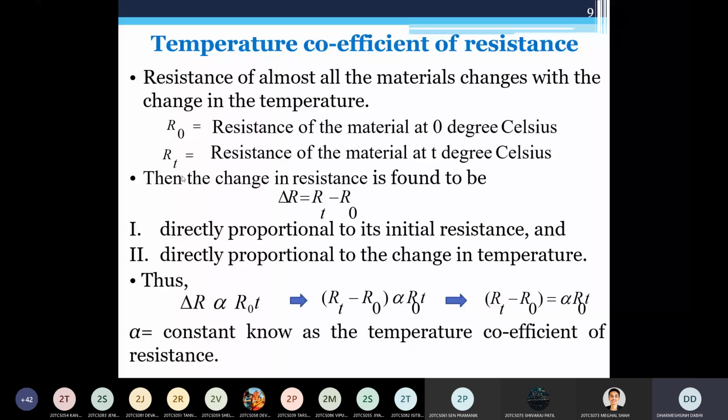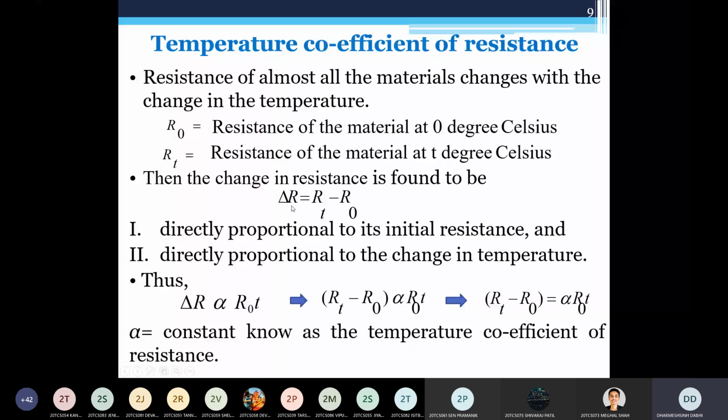So almost all resistor materials, that value changes with respect to temperature. Suppose R0 is the value of resistance of a material at 0 degree Celsius, and RT is the resistance of the material at T degree Celsius. Whatever the difference in resistance by changing the temperature from 0 degree to T degree, we call it delta R, the change in the resistance, which is RT minus R0.